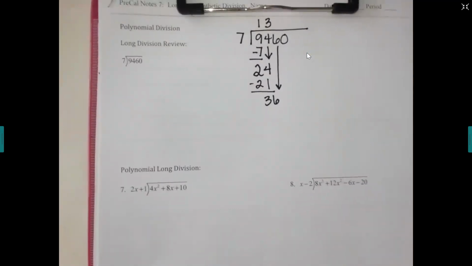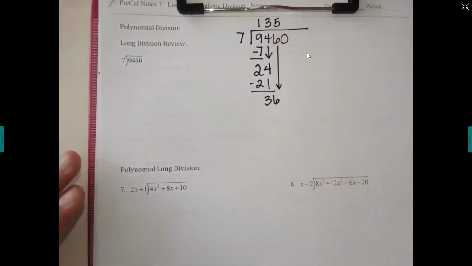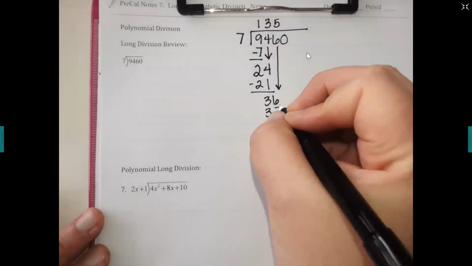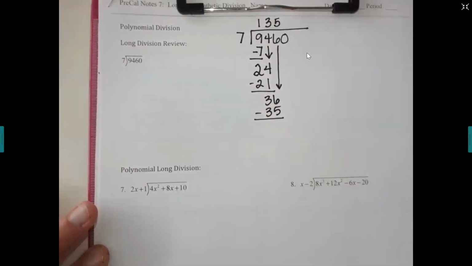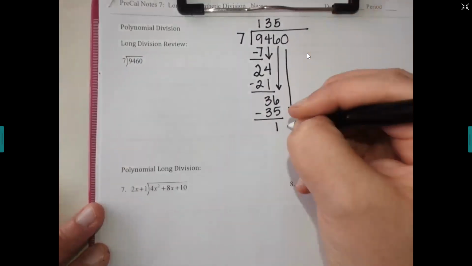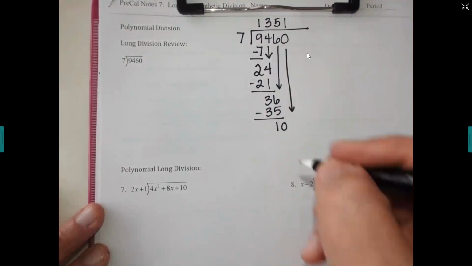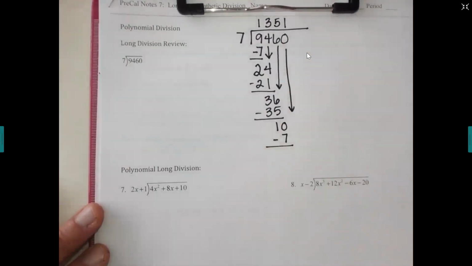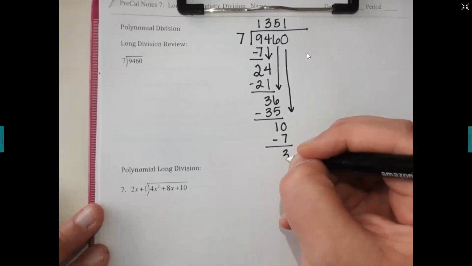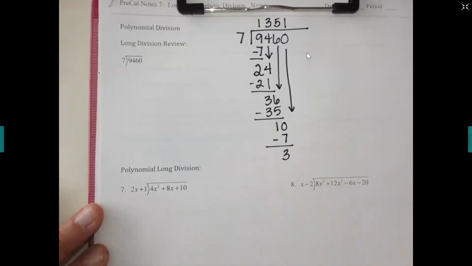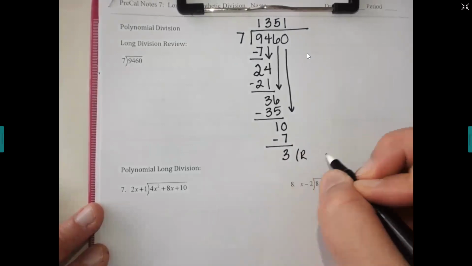Okay, next question. How many times will 7 go into 36? 5. And then remember the next number, I take the 5, I times it by 7, I put it here. What do I get? And then I subtract. 36 take away 35 leaves me with 1, then carry down the 0. How many times does 7 go into 10? 1. 1 times 7 is 7. Then I subtract. 10 minus 7 is 3. What's that number called? The remainder.